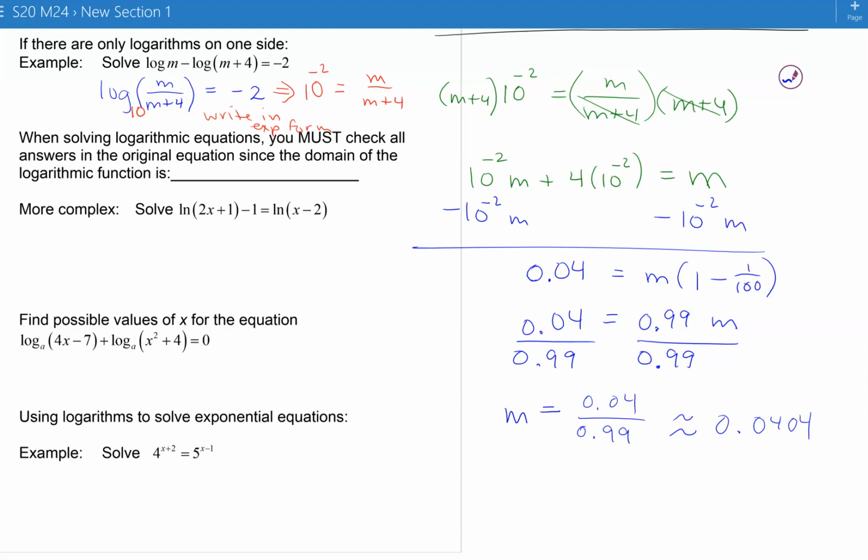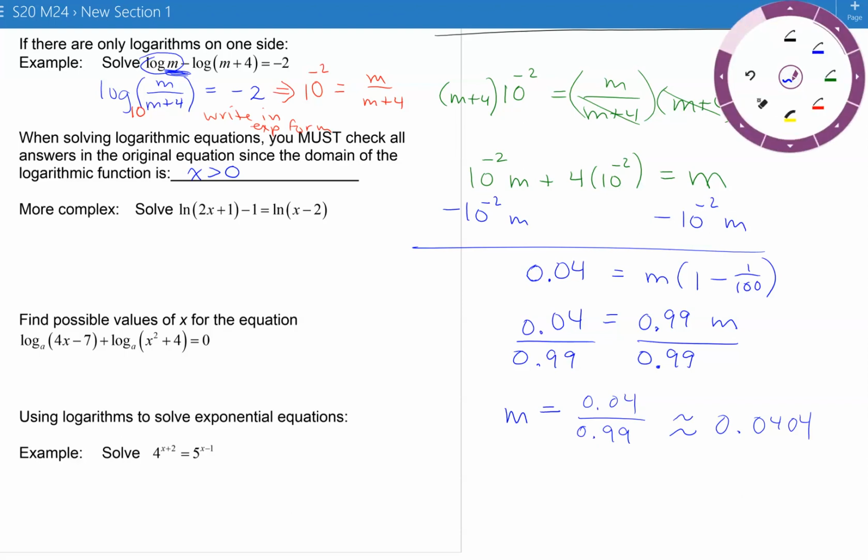And then when we get to the end, we need to check just to make sure that we don't have a negative answer because we had the log of m in our original equation. If we had gotten a negative solution, we would have had to discard it. So when you're solving logarithmic equations, you must check all your answers in the original equation since the domain arguments have to be positive. So whatever you're taking the log of has to be positive.